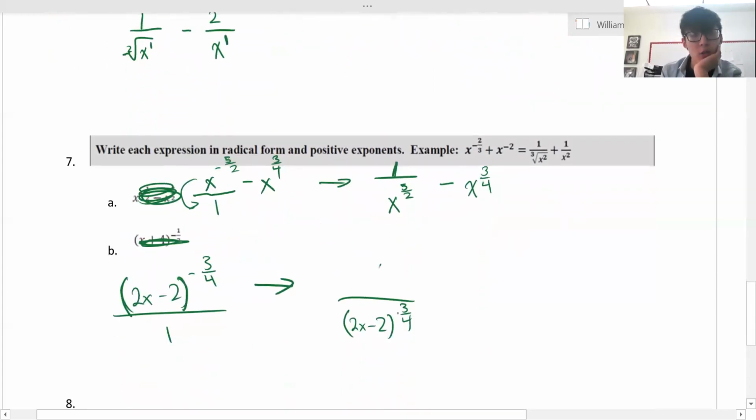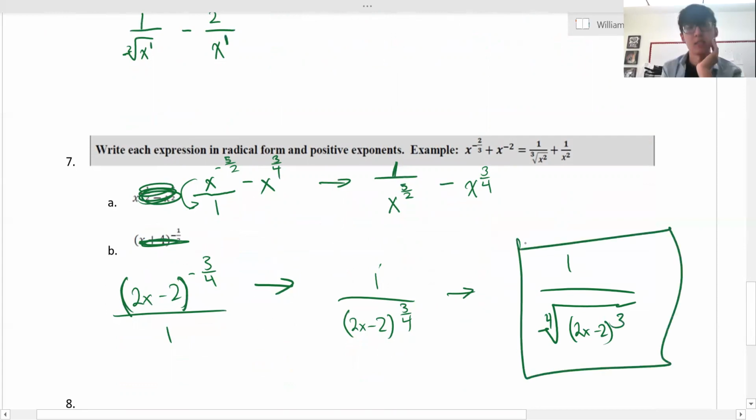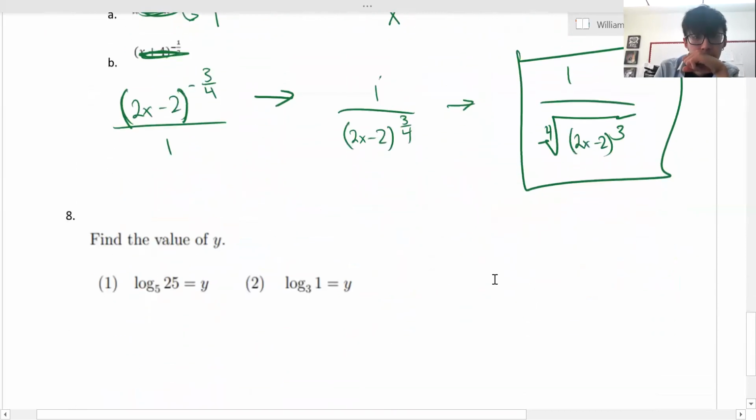So the 2x minus 2 is now the denominator. It's to the positive 3/4. There's still a 1 on top. Now, remember our pattern again. So it's going to be the 4th root of parentheses 2x minus 2. And now the 3 stays as an exponent, so it's going to be to the 3rd power. So that would be my final answer. Okay, hopefully that makes sense.